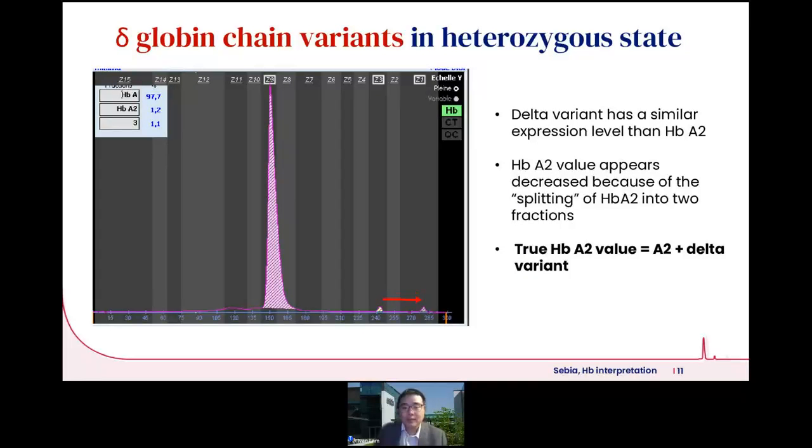So once again, the true hemoglobin A2 value is a combination of the normal hemoglobin A2 and also that of the variant. So in this instance, you'll be looking at a true hemoglobin A2 value of 2.3%.